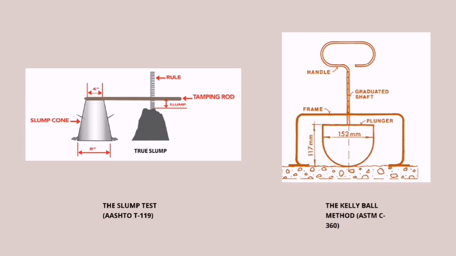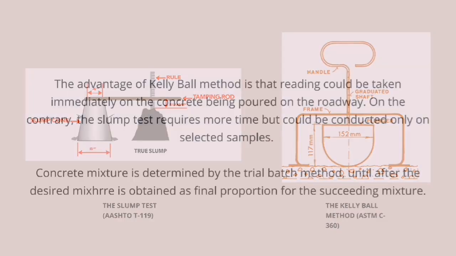Another way of testing the consistency of concrete is by the Kelly ball method. The apparatus is a metal cylinder 15 centimeters in diameter and 12 centimeters high with a hemisphere button shape weighing 14 grams. A graduated handle rising from the top of the ball passes through a metal frame that is 30 centimeters apart. The ball is placed on the surface of the fresh concrete.